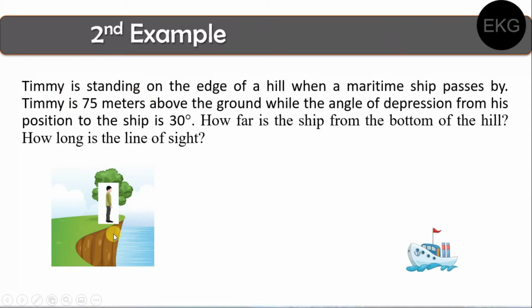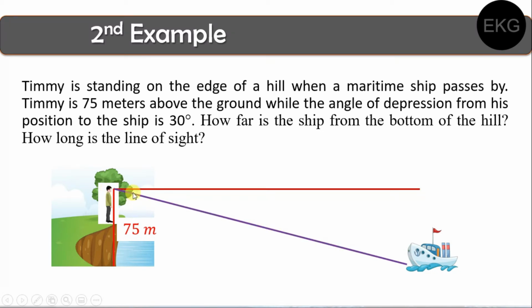So again, Timmy is standing on the edge of a hill when a maritime ship passes by. Now, Timmy is 75 meters above the ground. Okay? So from the ground daw, papunta dyan sa kinatatayuan ni Timmy, it's 75 meters. While the angle of depression from his position to the ship is 30 degrees. So from his position to the ship, okay, the angle of depression is 30 degrees. So again, yung kanina, from the line of sight, gawa tayo ng horizontal line, then connect natin papunta dun sa object, and then we create our angle of depression.